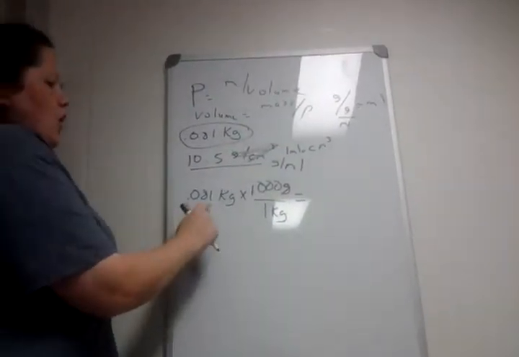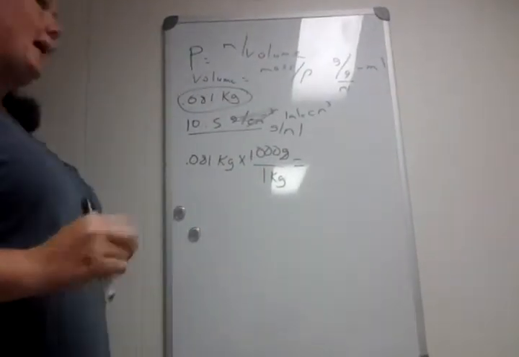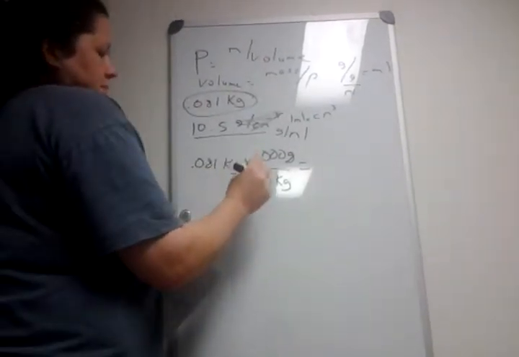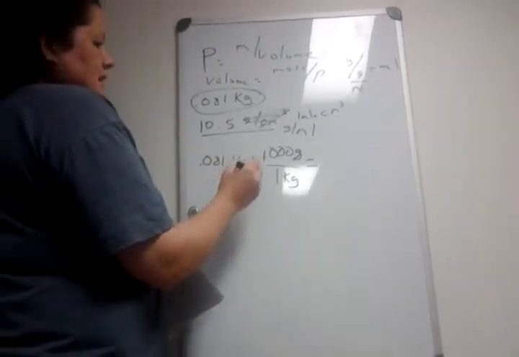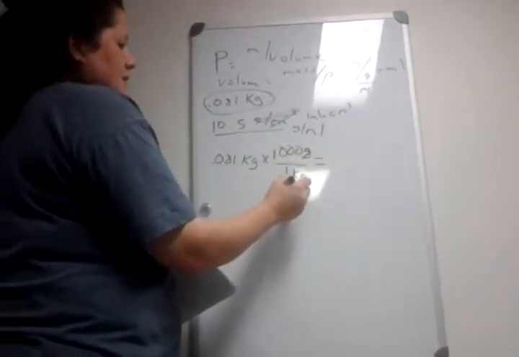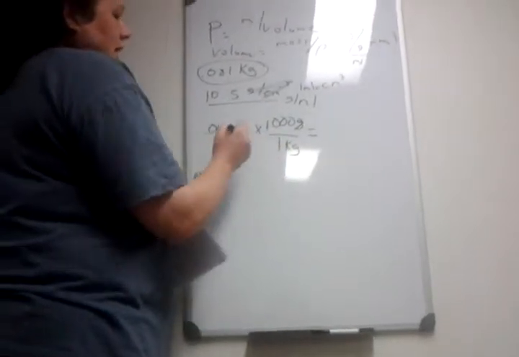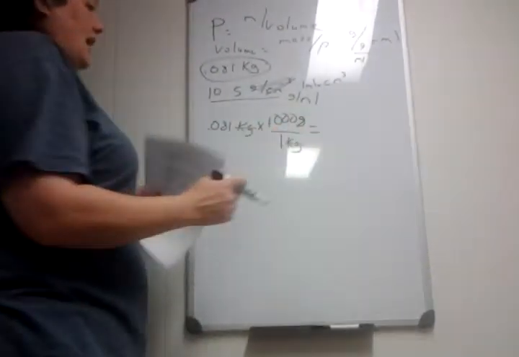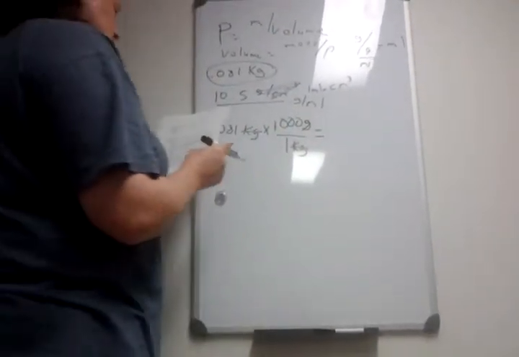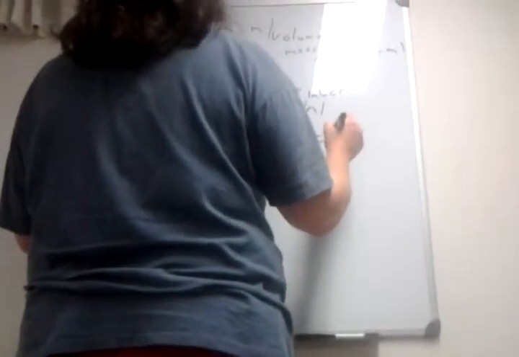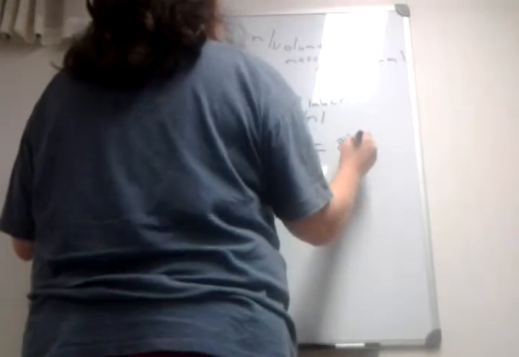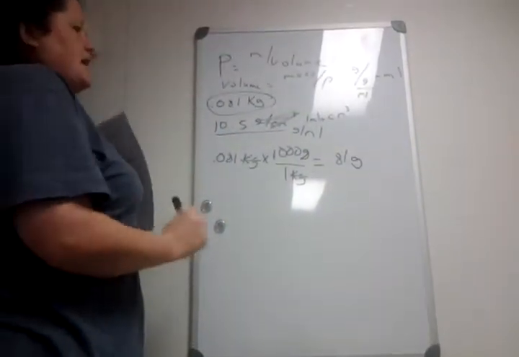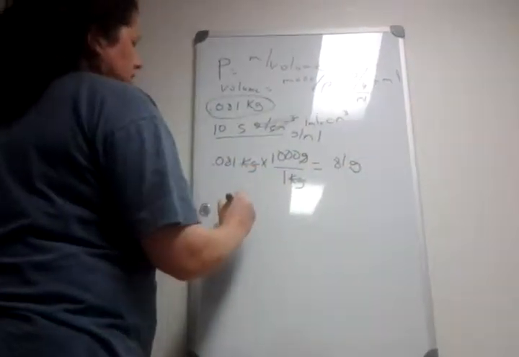Now we have 0.081 kilograms. We need grams. So from using that on page 7, we know that 0.081 kilograms times 1,000 grams in a kilogram will give us our answer in grams. Here, kilograms cancel each other out, and we end up with 81 grams.